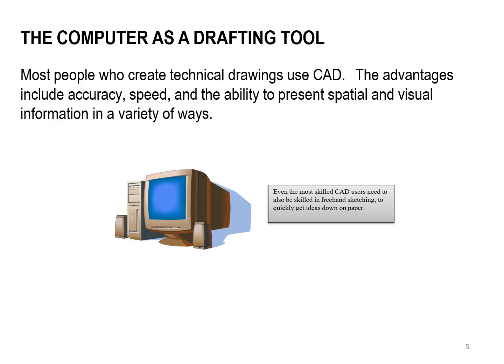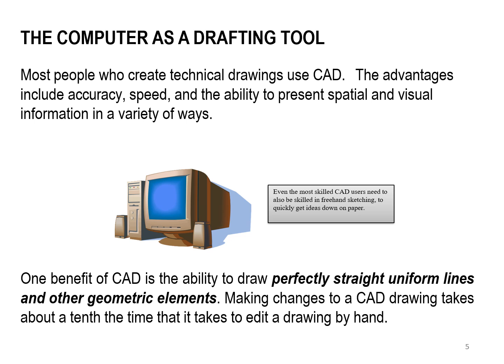The computer is very commonly used as a drafting tool. Most people who create technical drawings use CAD, and the advantages include accuracy, speed, and the ability to present spatial and visual information in a variety of ways. One benefit of CAD is the ability to draw perfectly straight, uniform lines and other geometric elements. Making changes to CAD drawings takes about a tenth of the time it takes to edit drawings by hand.